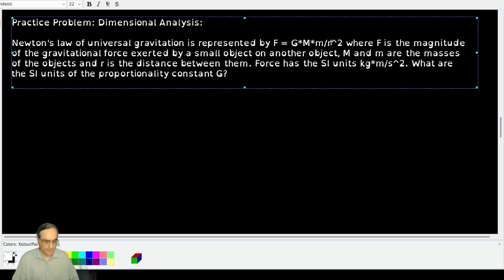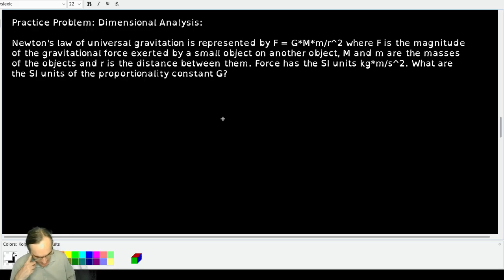Alright. So Newton's law of universal gravitation is represented by F is equal to big G times big M times little m divided by r squared, where F is the magnitude of the gravitational force exerted by a small object on another object. Big M and little m are the masses of the objects, and r is the distance between those objects. Force has the SI unit, kilogram meter per second squared. What are the SI units of the constant big G?